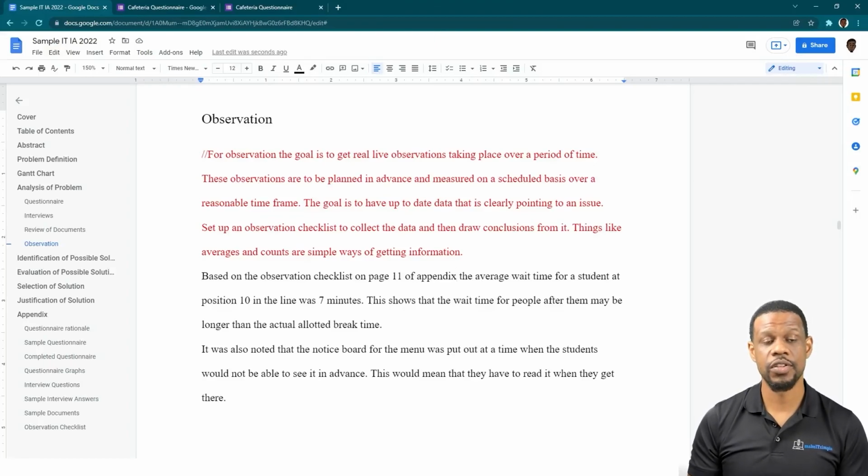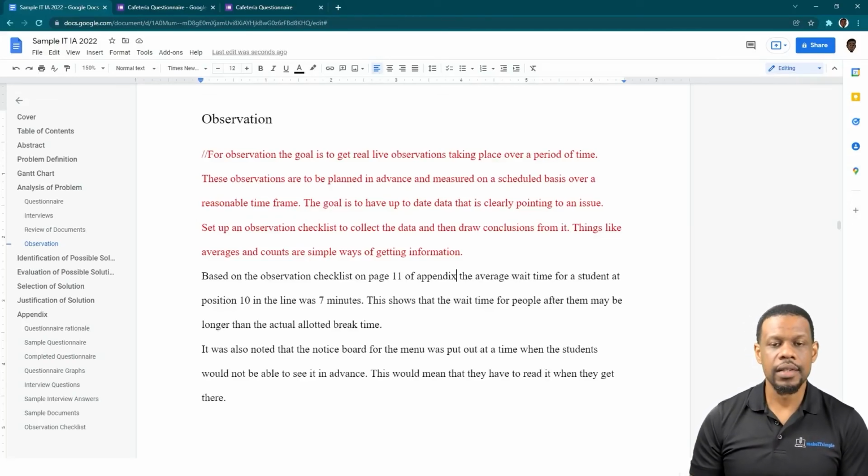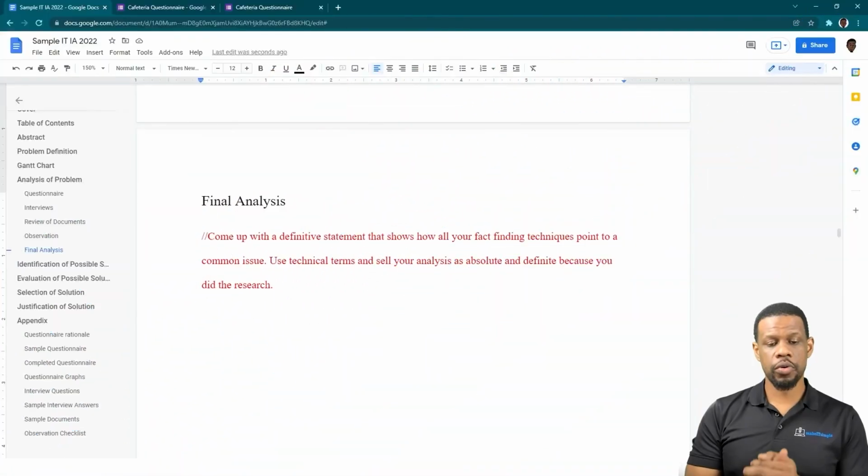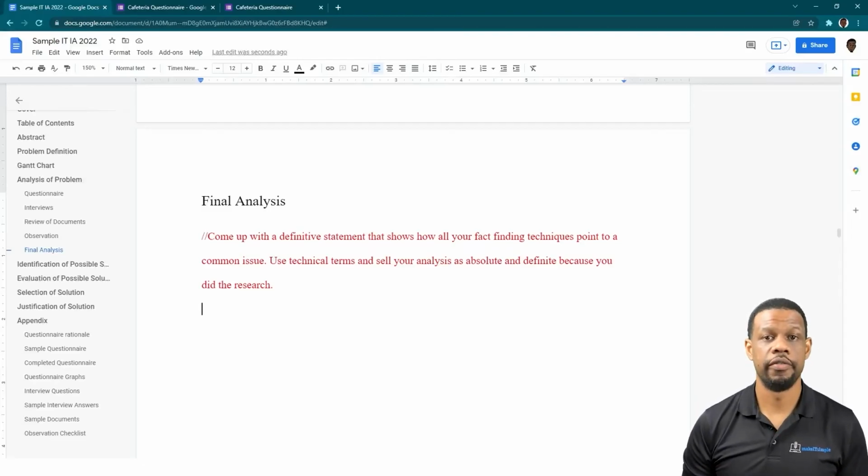And now that you have your 4 fact-finding techniques, you can move on to the next part, which is your final analysis. So let's go to the final analysis and see how we finally get the 3 marks that we're looking for. So now we reach the final part of the analysis stage, which is the conclusion of your analysis.